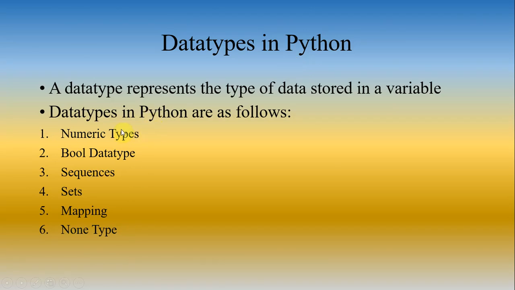So we have covered all data types: numeric type, bool data type, sequences, sets, mapping, and none type is just the last one which is remaining. I want to tell you about none type, that none data type represents an object that does not contain any value. So if an object does not contain any value, then it comes under none type.